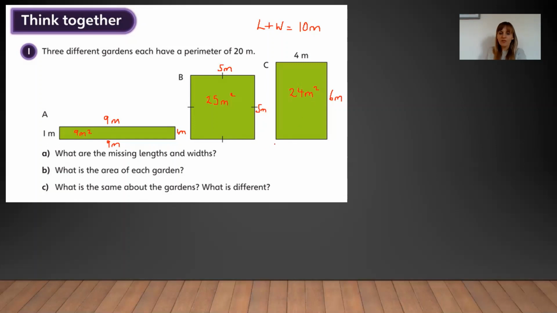Okay, so what is the same about the gardens? Well, they all have the same perimeter, don't they? Because they all have a perimeter of 20 metres around the edge, but then what is different is that they have a different area. All of them have a completely different area inside, okay? So think really carefully about how to calculate and to figure out the differences between the perimeter and the area.